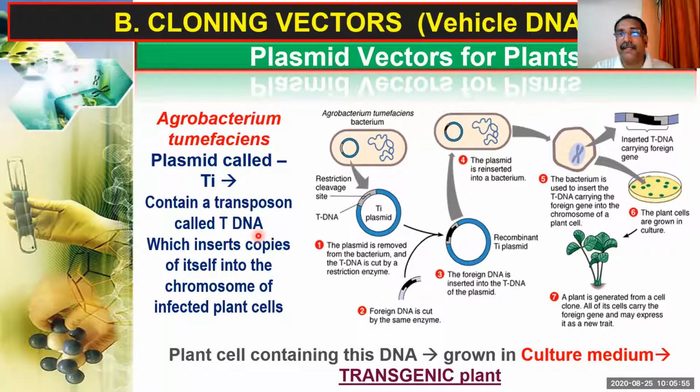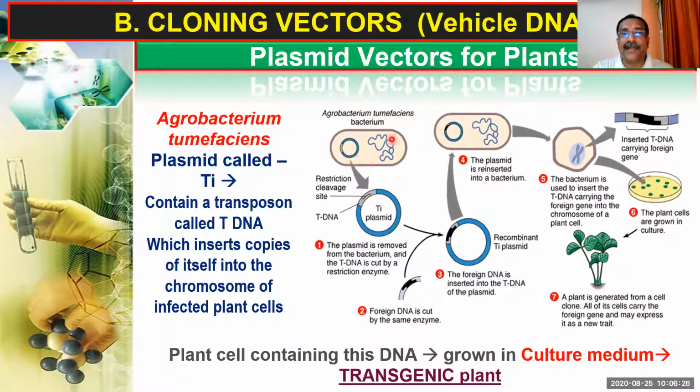So you have to remember, in Agrobacterium tumefaciens, there is a plasmid called the tumor-inducing plasmid, which we call TI. In that TI plasmid, there is a DNA segment called tDNA, that is a transposon. When it is inserted into a plant cell, it gets multiplied there. And finally, it produces tumors in those plants. Now you see how it works. Just look at the picture.